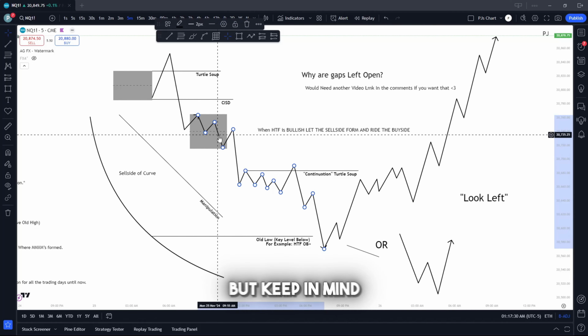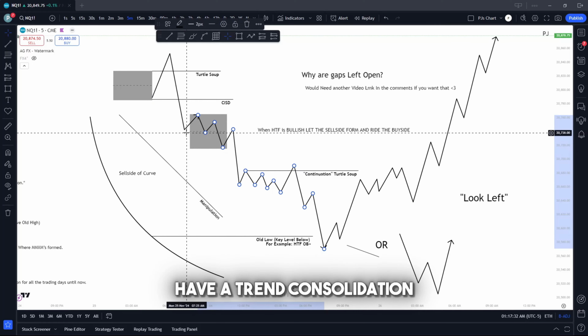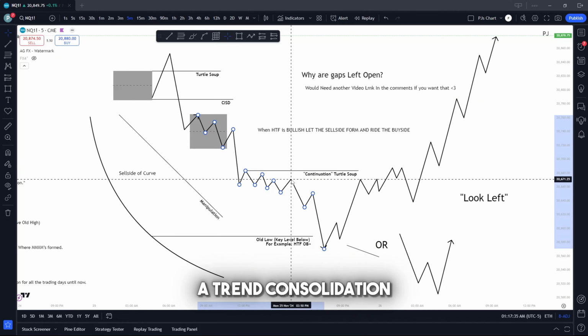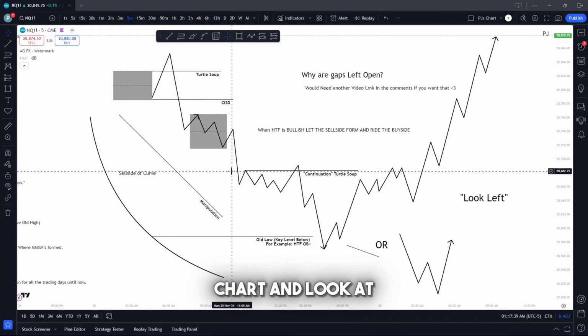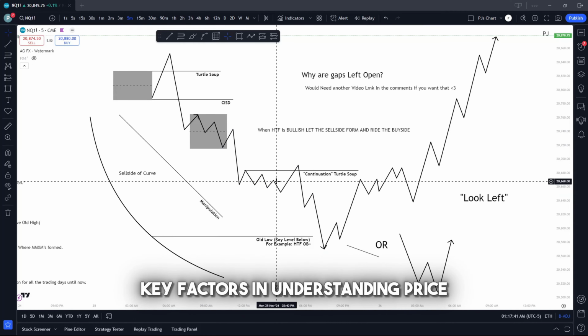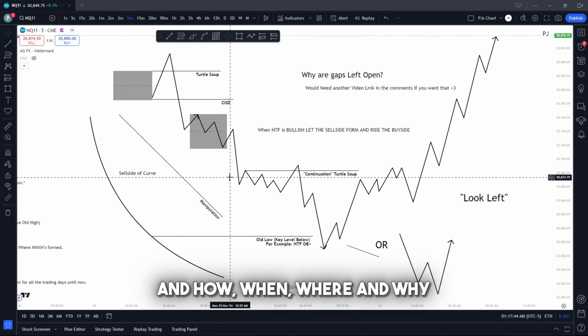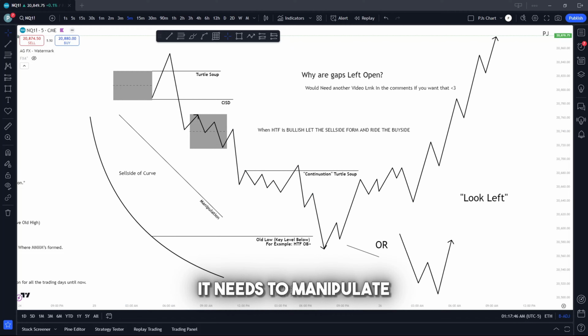But keep in mind, we can also have a trend consolidation, as well as another trend consolidation around here. These are all key things you want to chart and look at because they are key factors in understanding price and how, when, where, and why it needs to manipulate.